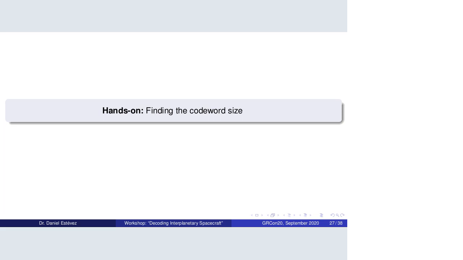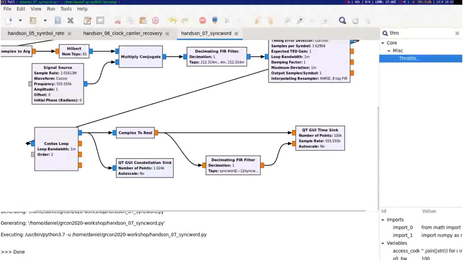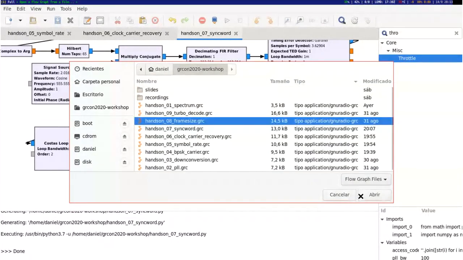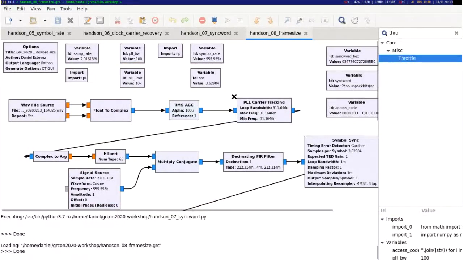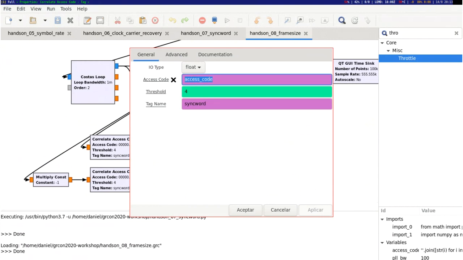So let's go and do that inside GNU Radio Companion, and I'm already loading for you flow graph number 8 for the frame size. So the novelty here is we have inserted this correlate access code tag. Here we are using the access code variable. Threshold is the number of bit errors we want to allow in our sync word detection. So we allow up to 4 bits to be incorrect.